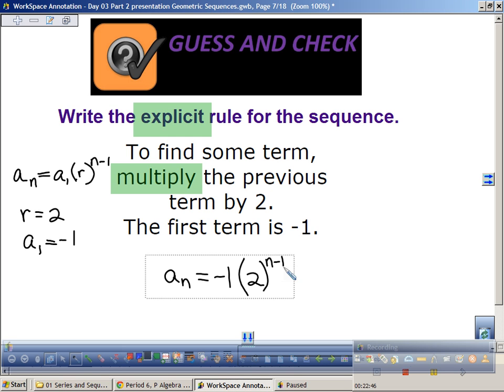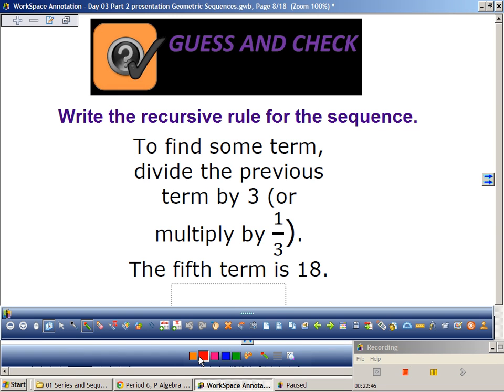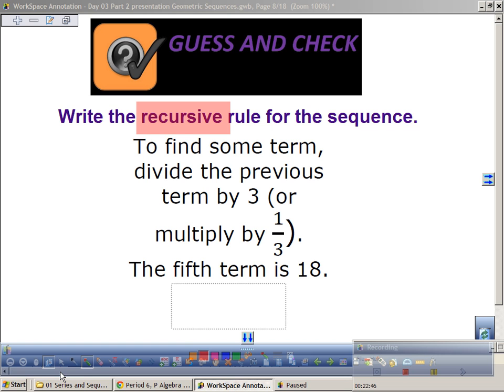You guys ready to do one? Okay. All right, so this time we're using the recursive rule. So now you just have to figure out whether or not it's arithmetic or geometric and use your rules. So we're using the recursive rule, so go.